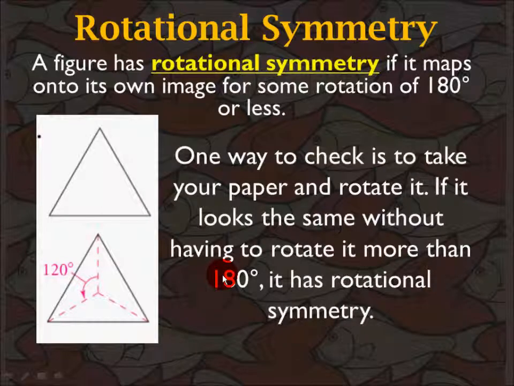So one way to check this is to take your paper and rotate it. If you have a shape of rotational symmetry, you turn the paper, you put your pen in the middle of the shape, rotate it around. If it looks exactly the same without having to go more than halfway, you have rotational symmetry.